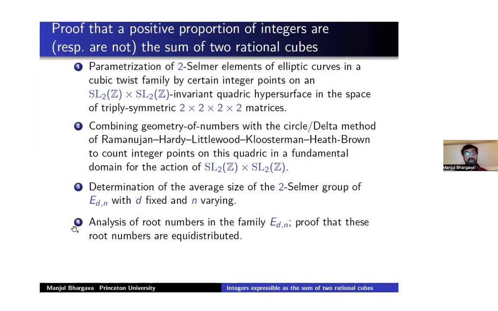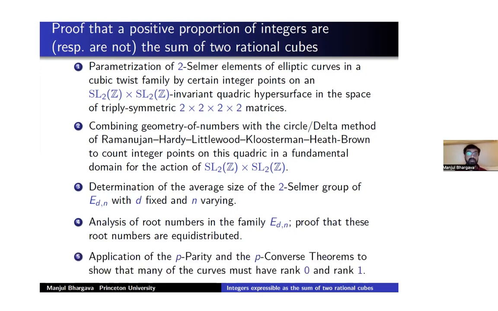And then we do an analysis of root numbers in the family E_{D,N}, where D is fixed and N varies. And we prove that these root numbers are equidistributed in any cubic twist family. And once that's in place, we apply the p-parity theorem, which says that the root numbers should agree with the parity of the two Selmer group. So that allows us to deduce that many curves have two Selmer rank zero, and two Selmer rank one. The two Selmer rank zero will immediately imply rank zero. The two Selmer rank one curves, we need a two-converse theorem, a Gross-Zagier type formula that's 2-adic, to show that many of the curves also have rank one.